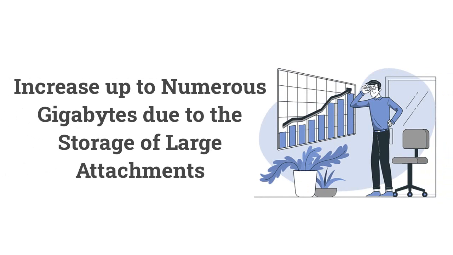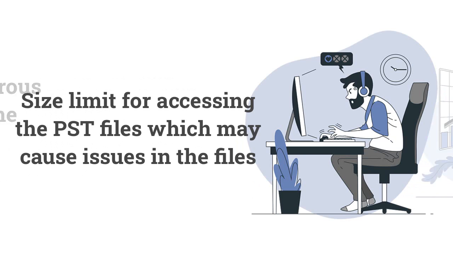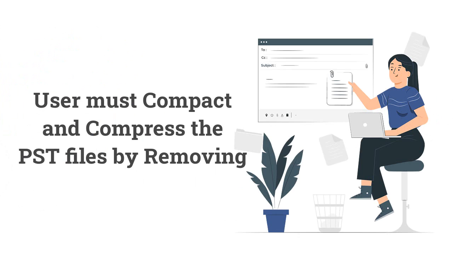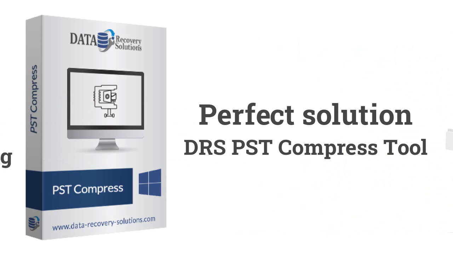The PST file size can increase up to numerous gigabytes due to the storage of large attachments. The diverse Outlook users have a size limit for accessing the PST files, which may cause issues in the files. Even it leads to a high risk of file corruption. To prevent this, users must compact and compress the PST files by removing their attachments or making the attachments in the compressed form. For all these actions, we have the perfect solution for you.